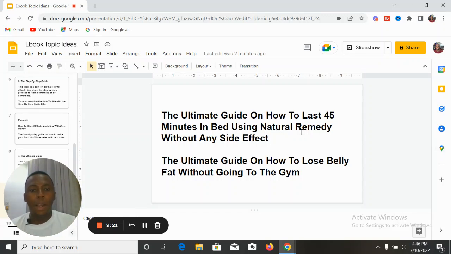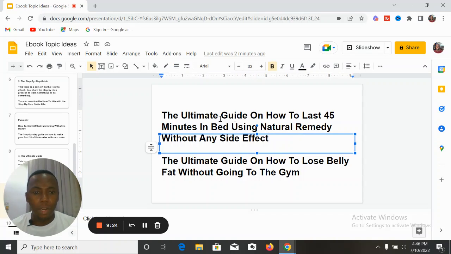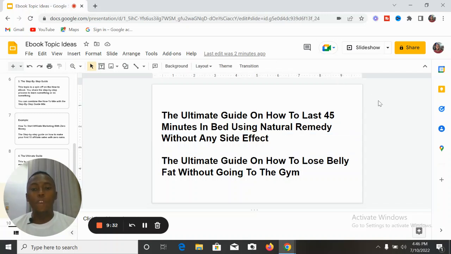This very topic, the ultimate guide on how to last 45 minutes in bed using natural remedy without any side effects. This has a mass appeal. So more people are going to buy it. So if you put this topic now at probably 2,000, 3,000, 1,500, 2,500, people are going, it's easier for them to pay that money and get the results fast. It's easier for them to pay that money because it is affordable.